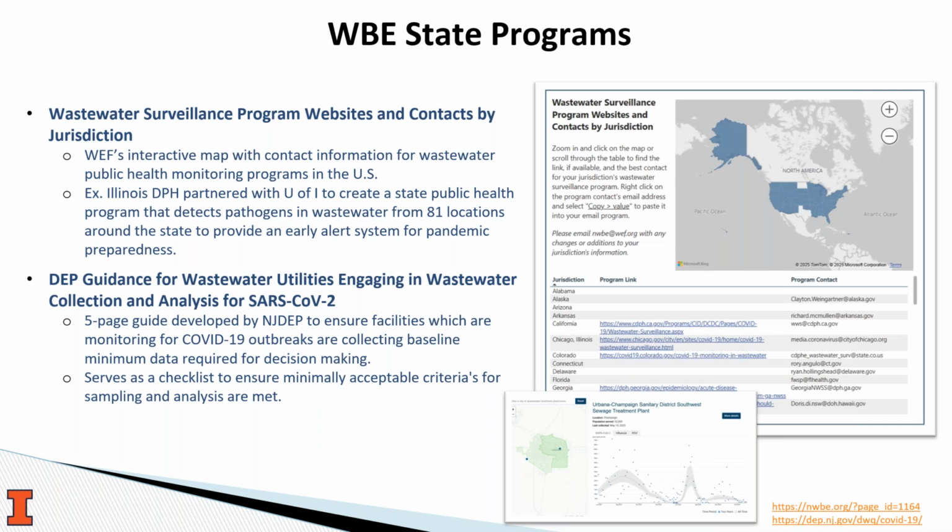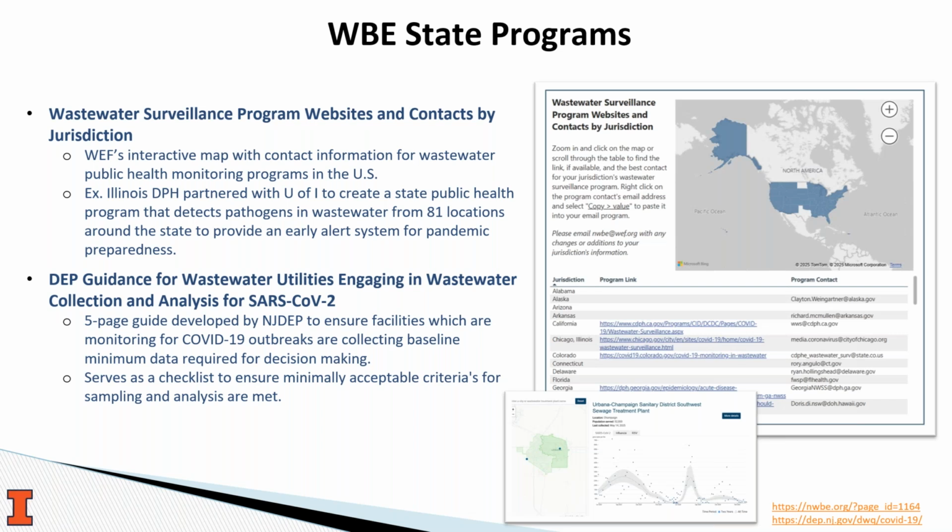New Jersey Department of Environmental Protection has a 5-page guide, or it's more like a checklist, titled Guidance for Wastewater Utilities Engaging in Wastewater Collection and Analysis for COVID-19 or SARS-CoV-2, which can be used by utilities to ensure that they're collecting the baseline minimum data required for public health decision making.